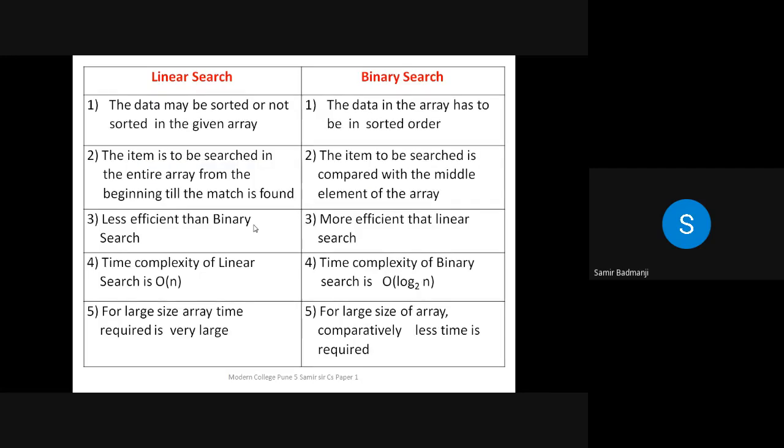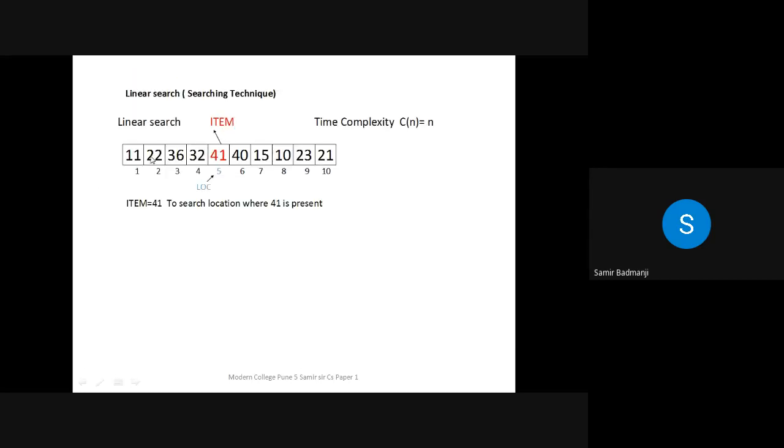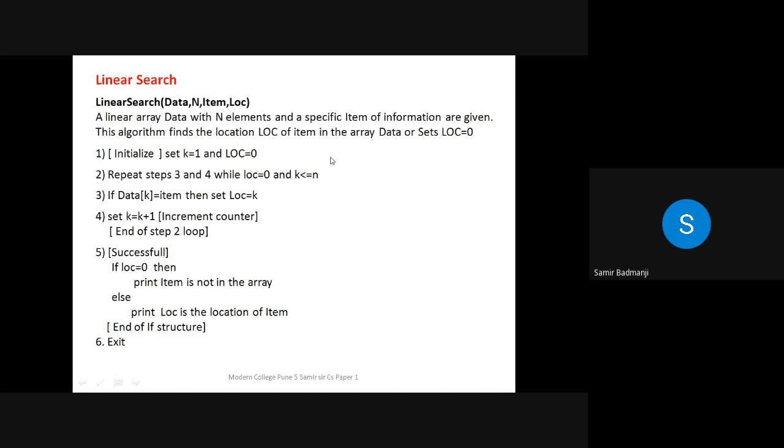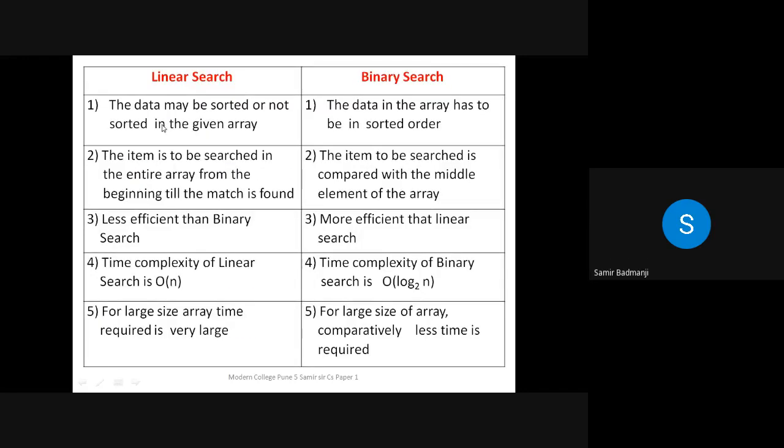Now see, the first difference is in linear search, data can be sorted or not sorted. You can see here the elements are random in nature. For linear search, there is no criteria that the elements should be sorted. It can be in any form, either sorted or unsorted. But for binary search, the criteria is it has to be sorted in either ascending order or descending order. So this is the main difference between linear search and binary search.